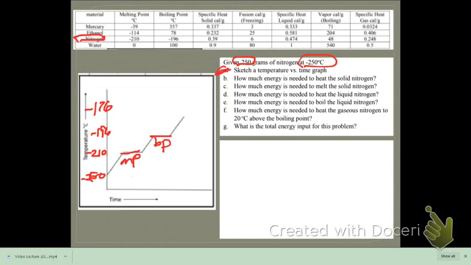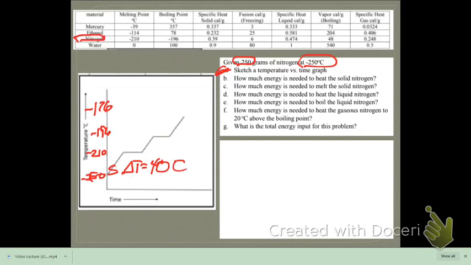How much energy is needed to heat the solid nitrogen? Well, let's look. This is my solid. I don't worry about these anymore. And it's going from a negative 250 to a negative 210. What's the difference between a negative 250 and a negative 210? That is 40 degrees Celsius.